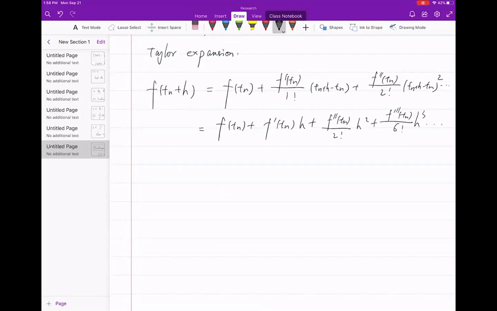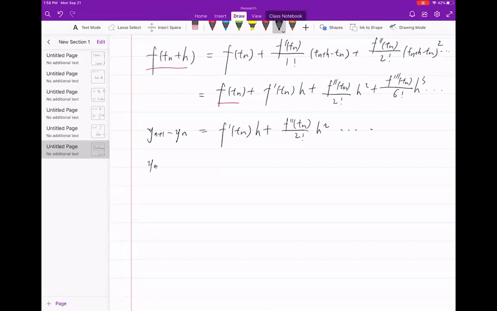Now what we can do is move this term to the other side and combine them, which is basically your y_{n+1} minus y_n, equals f prime(t_n) h plus f double prime(t_n) h squared, and so on. Finally, if you divide by h, we have the thing we want: f prime(t_n) plus f double prime(t_n) times h. Originally there was a square, but now you divide. Plus something h squared, we don't know what this thing is, plus something h cubed, and so on.